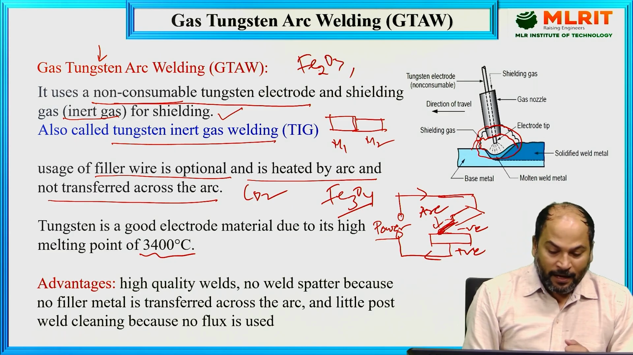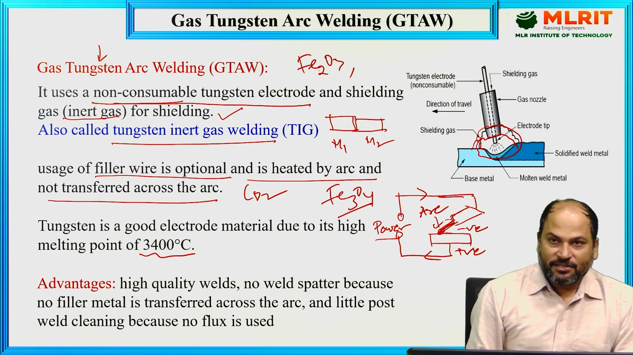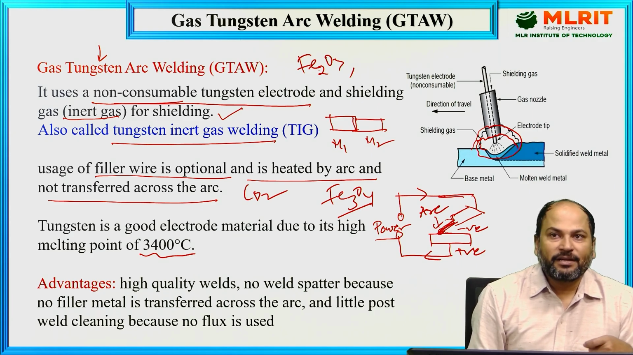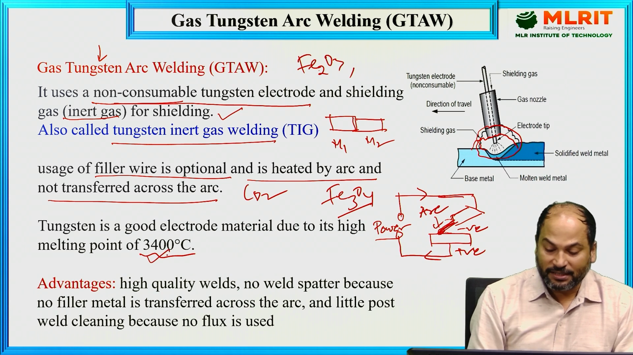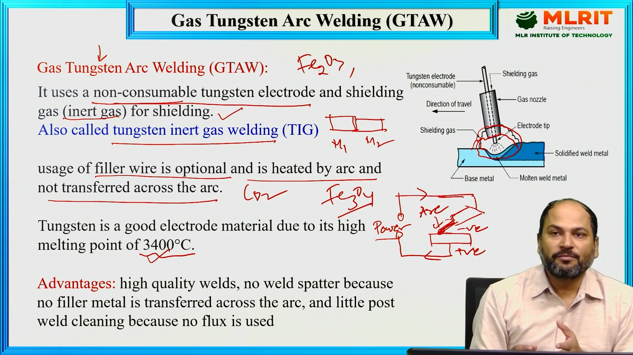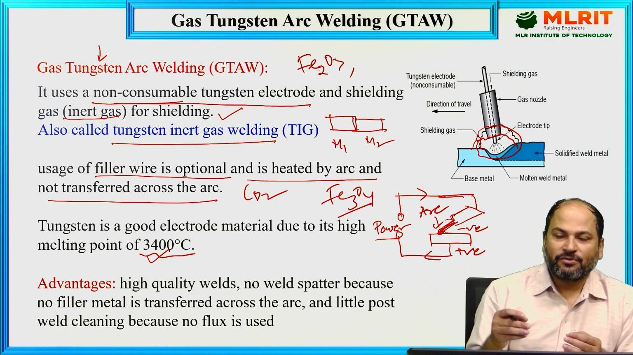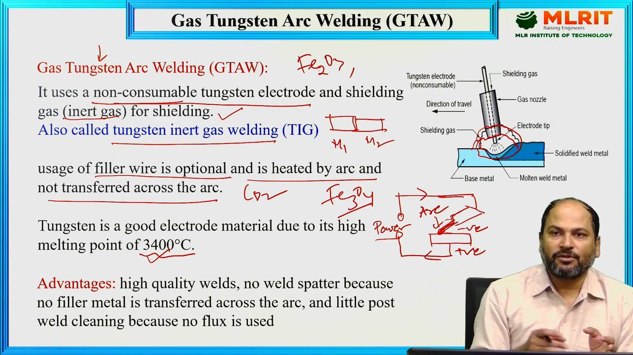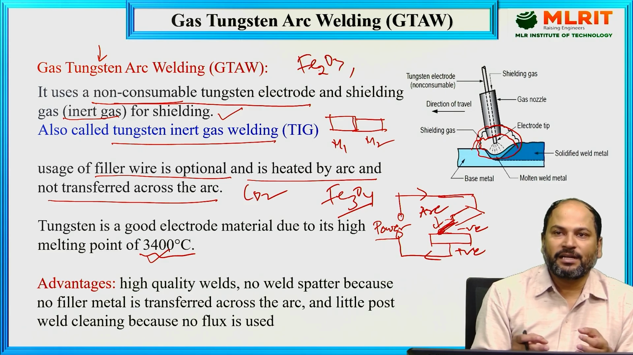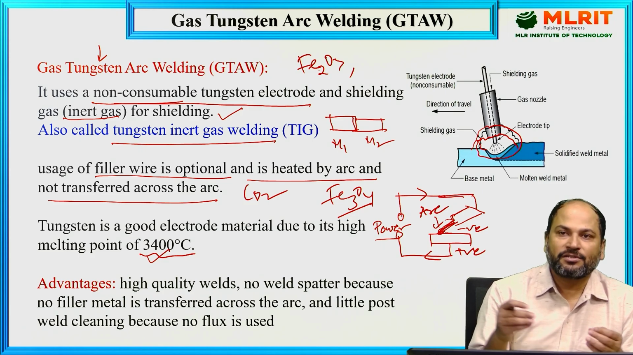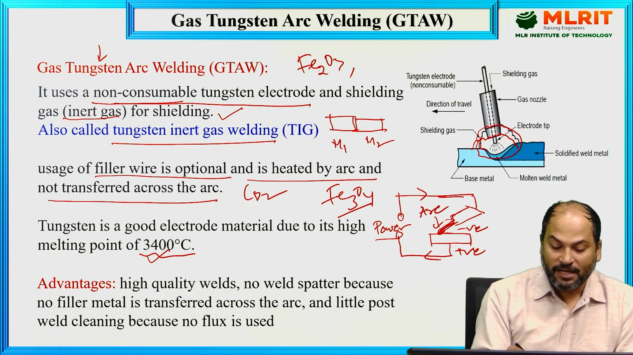Now, as I said at the start, the tungsten that we use as an electrode in this process has a very high melting temperature, approximately 3400 degrees centigrade. So it is considered a good material. Why? Because the melting temperature is very high. So it doesn't matter what kind of material we are going to weld. For example, if we are welding iron or steel, we know its melting temperature is very high, up to 1600 degrees centigrade.